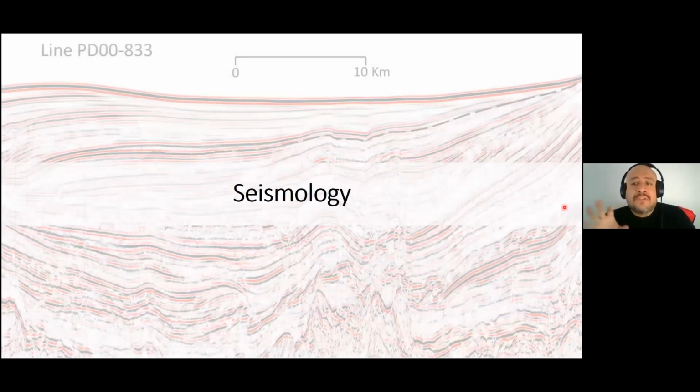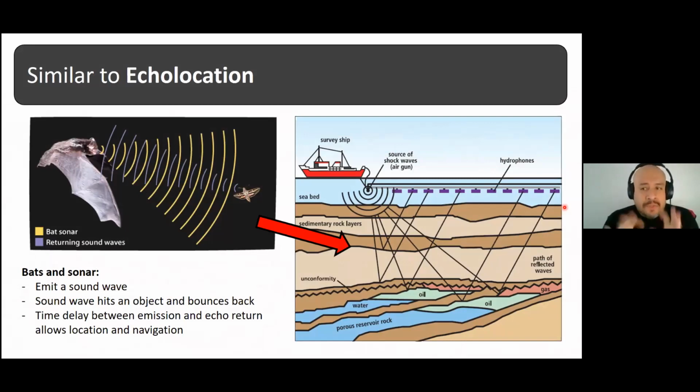Okay. So let's take a look at what is behind artificial seismology, or active source seismology. You may be familiar with bats, right? And their use of echolocation to navigate. The bat emits a sound wave, this yellow one, which travels through the air. And when it hits an object, in this case the foot, some of the sound wave bounces back, yeah? So the bat will determine the exact position of that foot, let's say in this case.